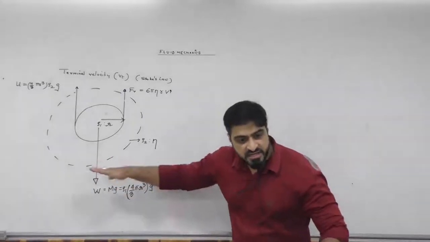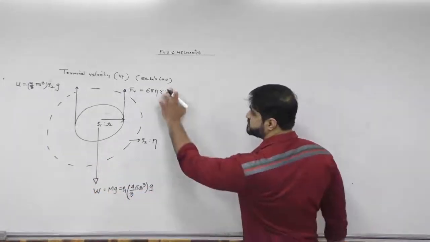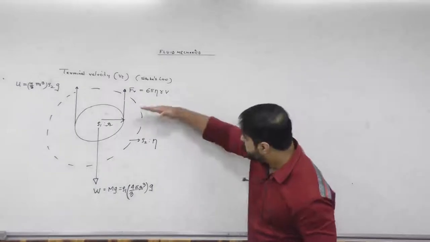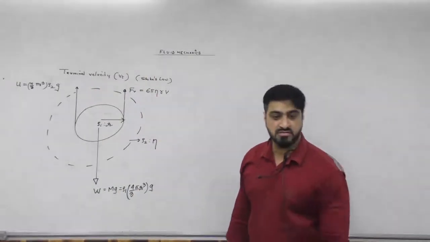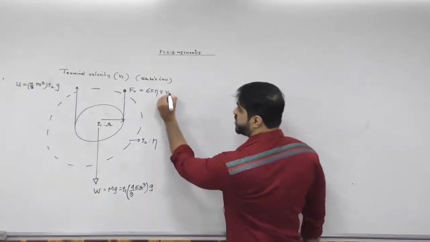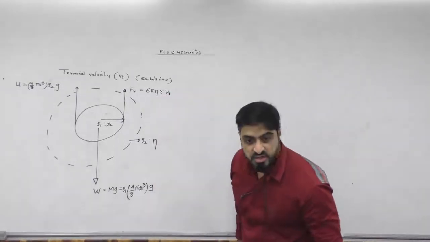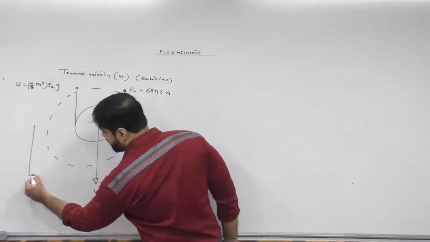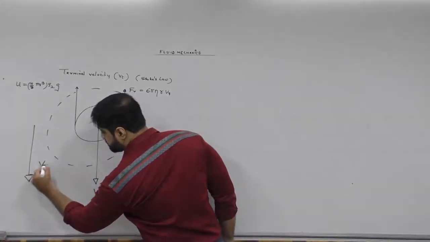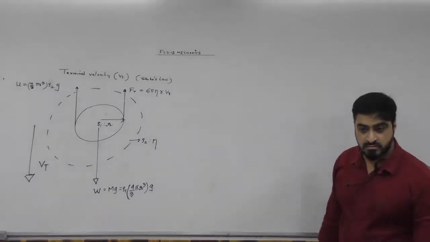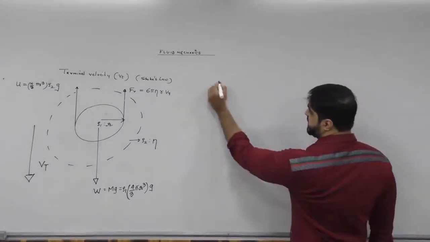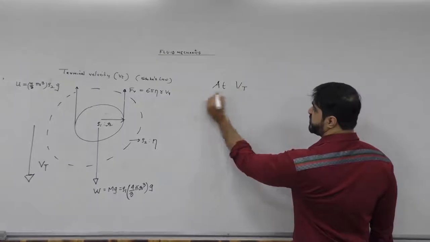Can I say, girte, girte, girte, ek speed aise aayega where the total upward force and the total downward force will balance? That velocity is termed as which velocity, beta? Terminal velocity, at terminal velocity. Downward force and upward force will be the same. So can I say at Vt, we are deriving an expression for Vt.